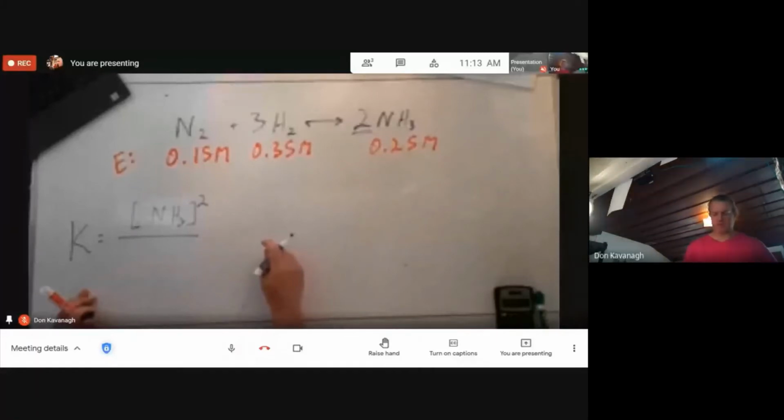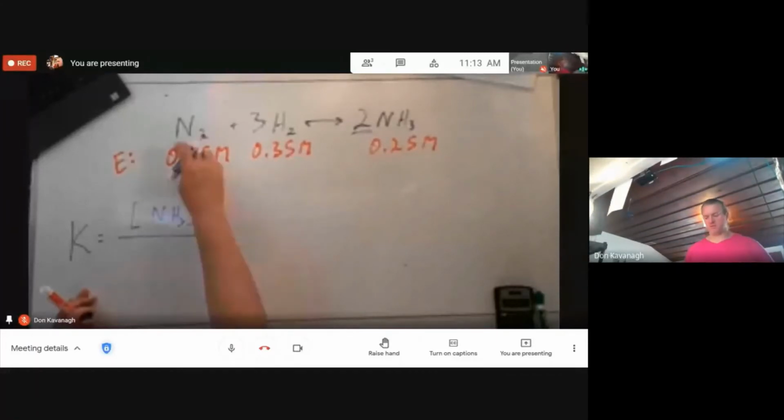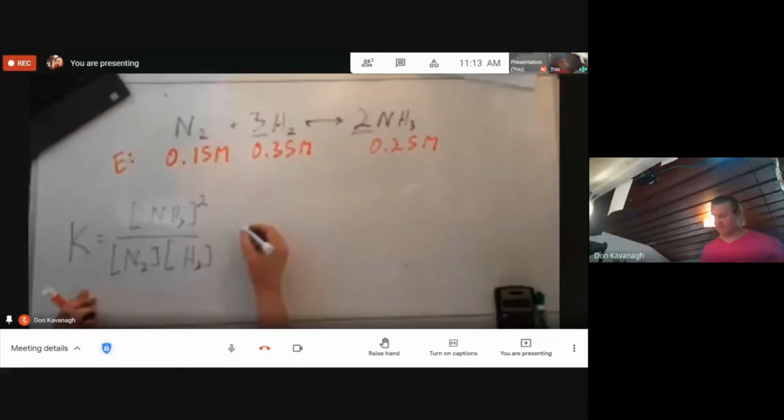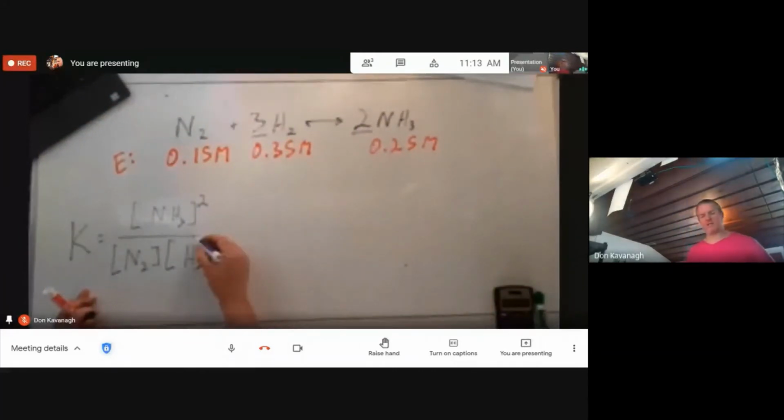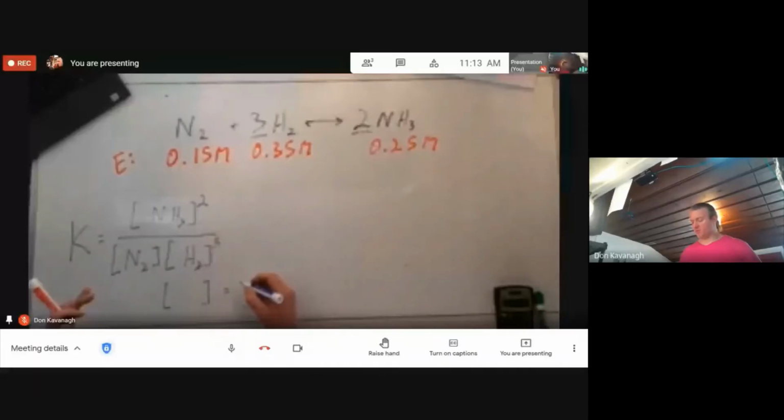The reactants on the bottom, N2 and H2 go on the bottom, and again, this is cubed. Now, square brackets mean something very specific in chemistry. Square brackets is hieroglyphics for molarity, capital M. And capital M molarity can break down more usefully into moles divided by liters.